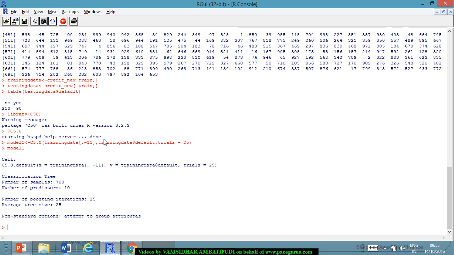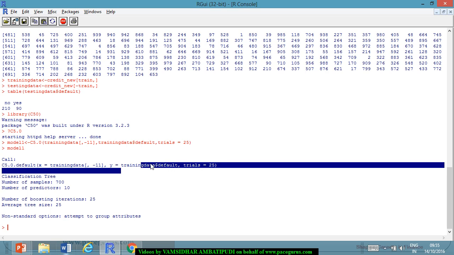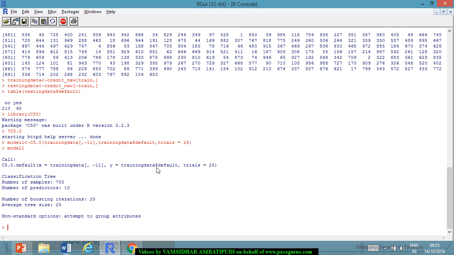Now you can see the inputs that you have given. These are your set of predictors, this is your class variable, and you have executed it as 25 trials. So there are 700 samples, 10 predictors, and 25 boosting iterations you are performing, and it came out that the average size of the tree is around 25 records. There are some attempts where the attributes are grouped.